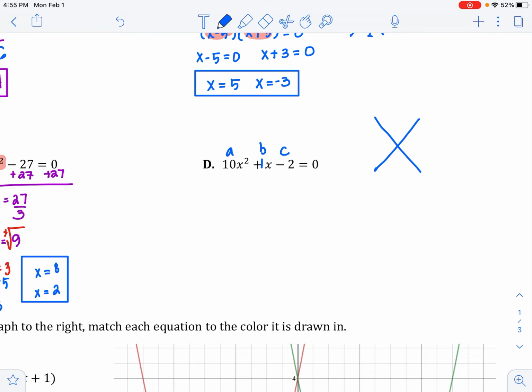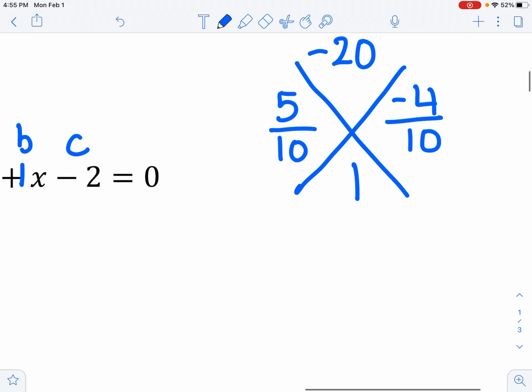This is A, B is 1, C is negative 2. A times C is negative 20, and B is 1. So I'm looking for two numbers that when I multiply those two numbers, I get negative 20, and when I add those two numbers, I get 1. I do know two numbers, 5 and negative 4. Now please make sure you divide by A, which is 10.